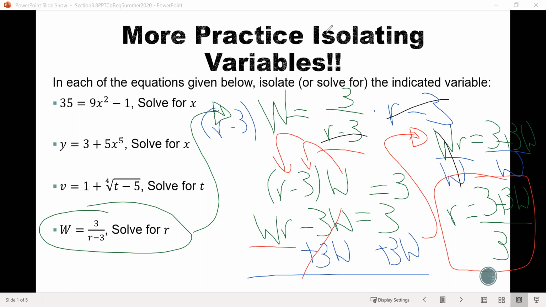Okay. So a couple of tricky things or tips we want to pick up from that one. The variable was in the denominator, so we multiplied the term that contained the variable by each side to get it out of the denominator. And then here, we had the w outside the parentheses, so we distributed in order to be able to isolate our r value. Okay. All right, that's it for now.